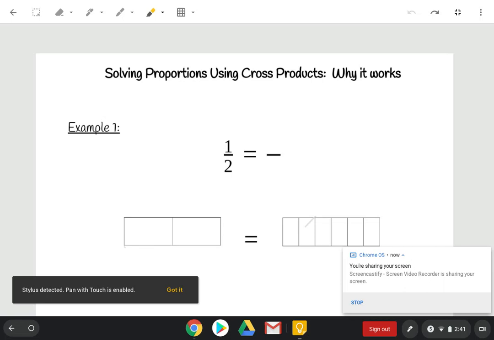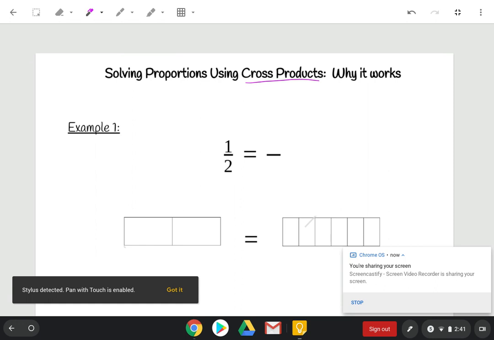Hi guys, this is Miss Brown, and today we're going to talk about solving proportions using cross products. But before we talk about how to use cross products, I need you to understand why it works. So the first two examples I'm going to give you explain why it works. So let's look at example one.